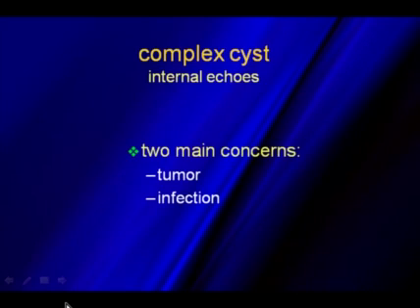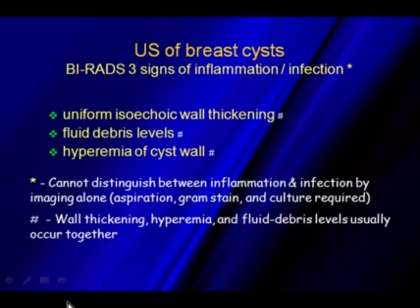So looking at complex cysts with internal echoes, we have two main concerns that we're going to be looking at. Either there may be tumor or the patient may have infection. So these are the two things that we're going to look for. Now, for BI-RADS 3 signs of inflammation and infection, what we will see is uniform isoechoic wall thickening.